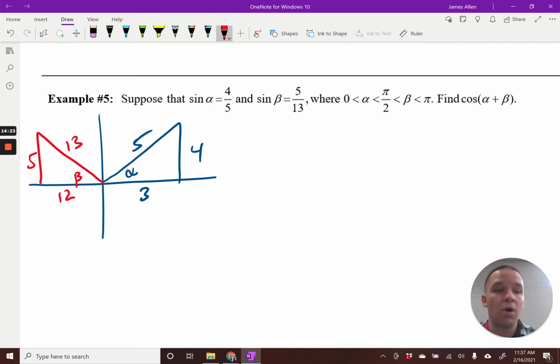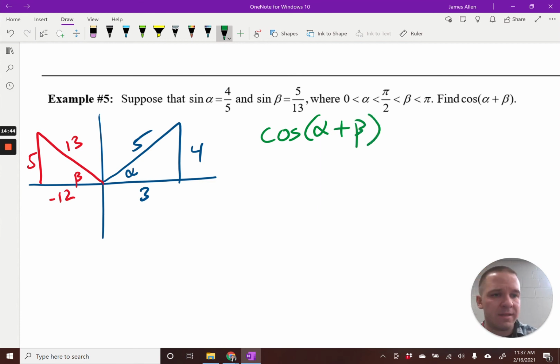Hold the phone. Negative 12. Why didn't anybody speak up? Why didn't you say, yo, Mr. Allen, you forgot a negative sign? That would have been terrible. Okay, so now we want to find cosine, changing the color again, of alpha plus beta.